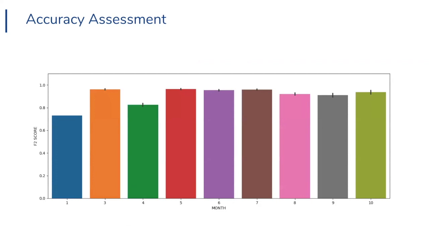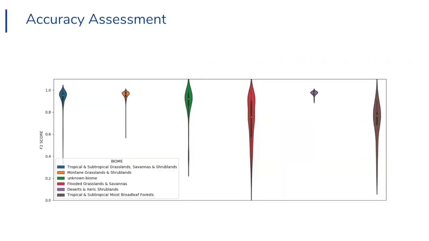So that is what happened there. This is the same thing, breaking it up per biome. And generally, we did well across biomes. There's this tropical and subtropical moist broadleaf forest over on the far right, which again was due to lack of data. This red one, the flooded grasslands and savannas, is a little more interesting. That's where we were actually not performing as well.